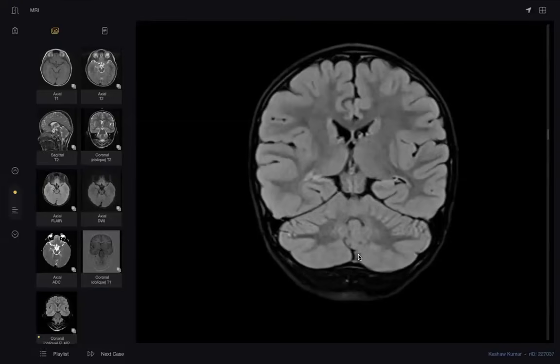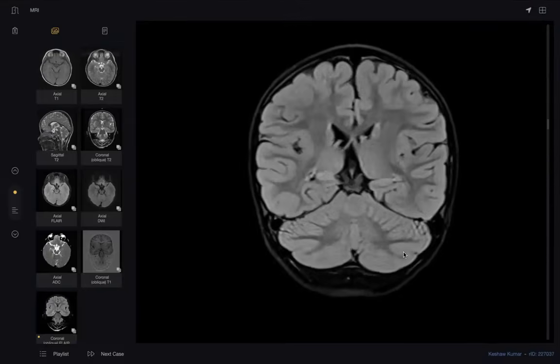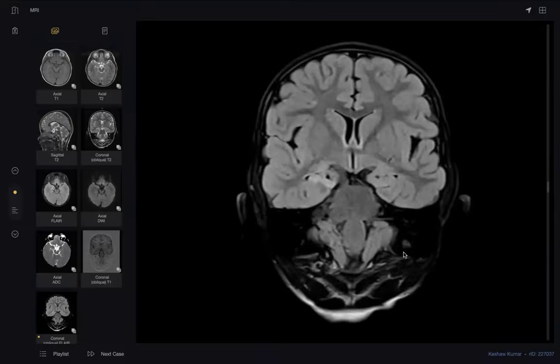However, if there is intractable epilepsy, then possible surgical resection of this part can also be done. Thank you so much, doctor. Very nice case, very rapid case.